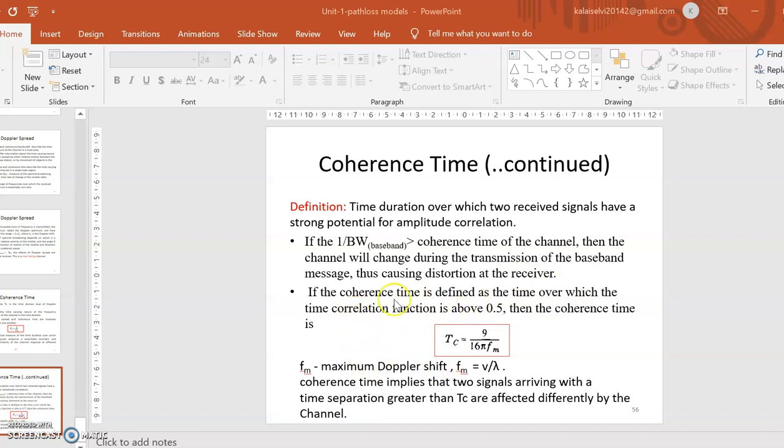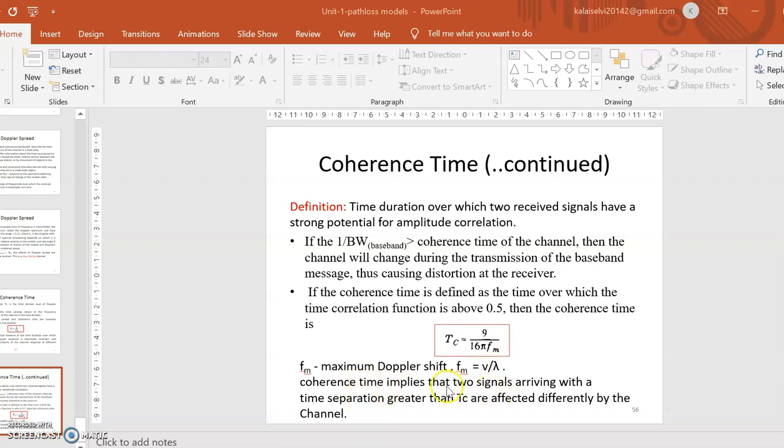It can also be explained by using the correlation function. The coherence time is defined as the time over which the time correlation function is above 0.5. Then the coherence time is equal to 9 divided by 16 pi Fm. Fm is the maximum Doppler shift, which is denoted by velocity by lambda.